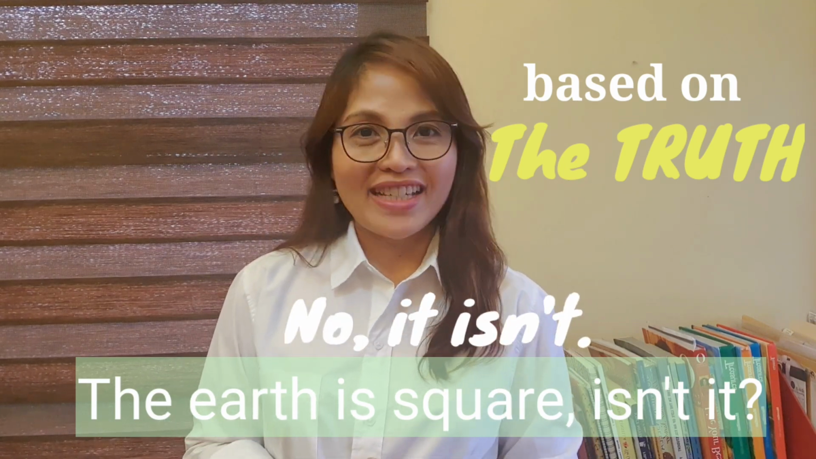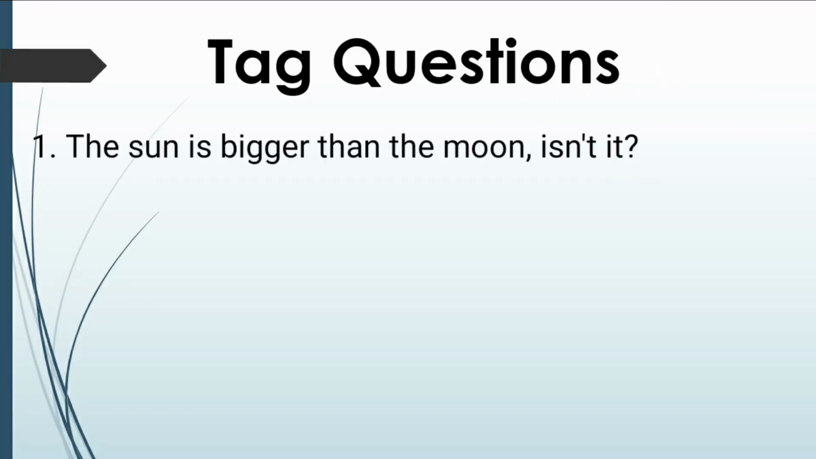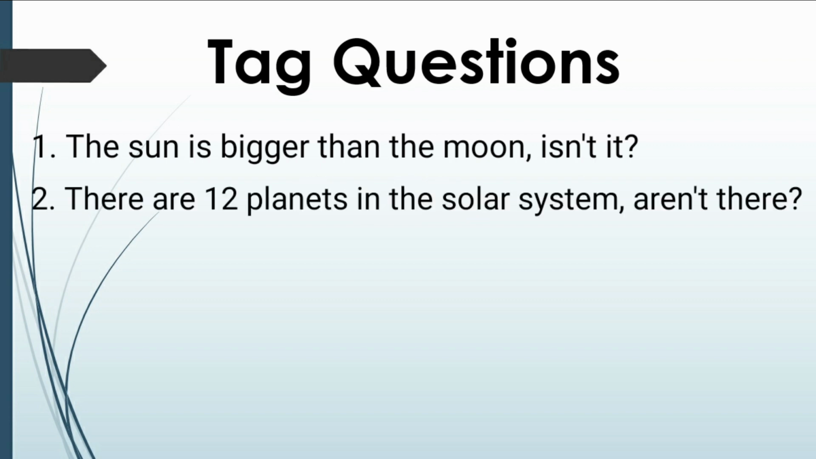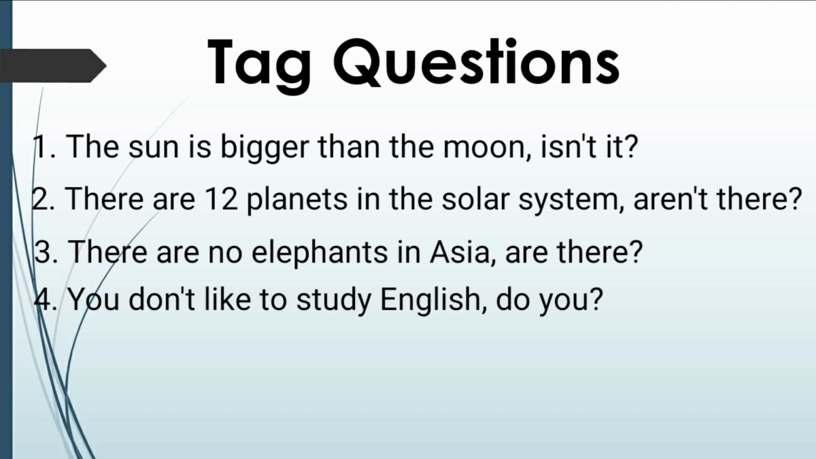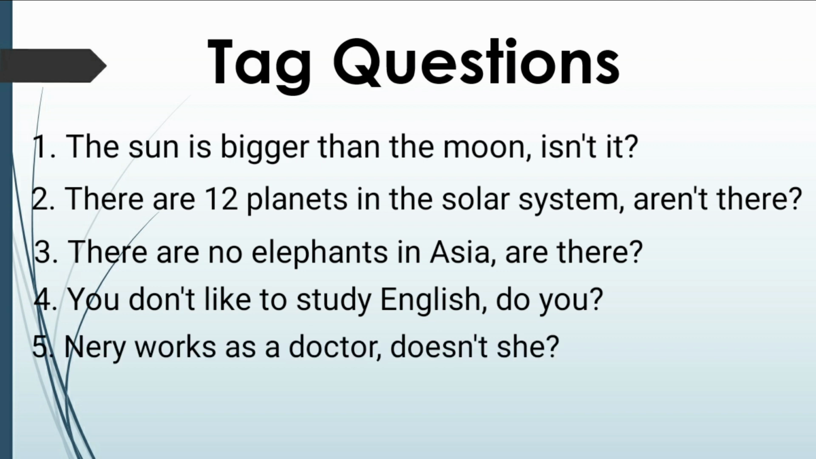Let me give you more examples. The sun is bigger than the moon, isn't it? Yes, it is. There are 12 planets in the solar system, aren't there? No, there aren't. There are no elephants in Asia, are there? Yes, there are. You don't like to study English, do you? Yes, I do. Nery works as a doctor, doesn't she? No, she doesn't.